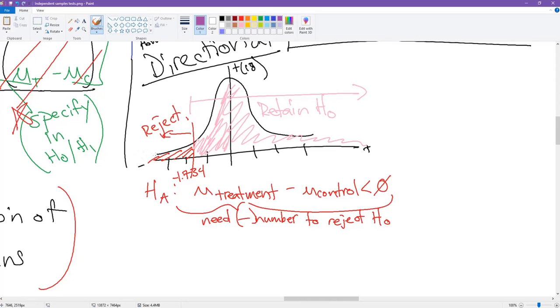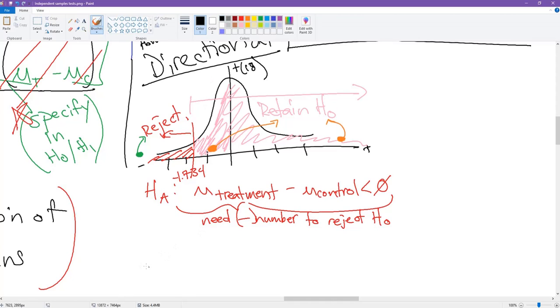So if I reject the null hypothesis, maybe it's because I got a sample where we have a t statistic down here. Great, this is my reject the null hypothesis. But if instead I got a t statistic that was way up here, I would reject the null hypothesis. If I got another t statistic that is in the negatives, but not so far that it's more negative than negative 1.734, retain the null hypothesis.